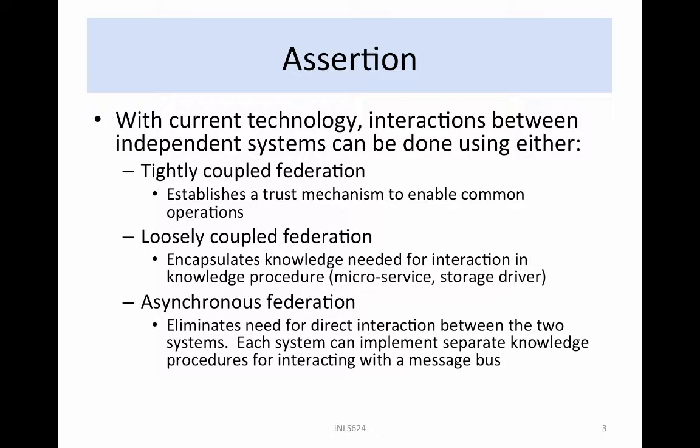Based on experiments within the DataNet Federation Consortium, we assert that interactions between independent systems can be done using any of these three mechanisms. Tightly coupled federation, which establishes a trust mechanism to enable common operations. Loosely coupled federation, which encapsulates knowledge needed for interaction in procedures, microservices, or storage drivers. Asynchronous federation, which eliminates the need for direct interaction between the two systems.